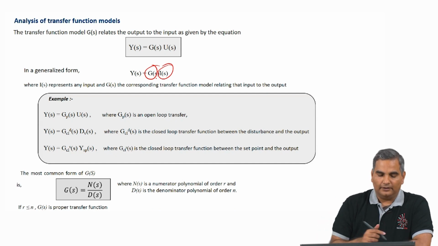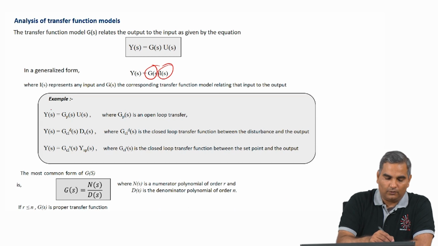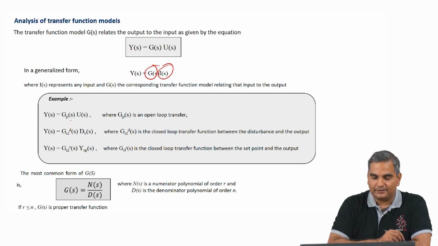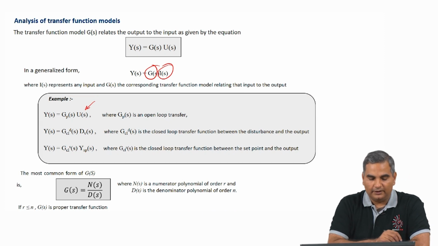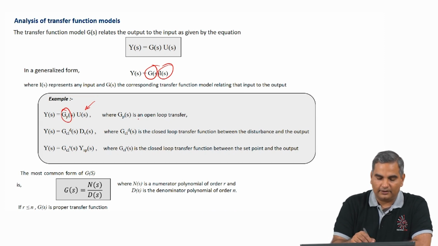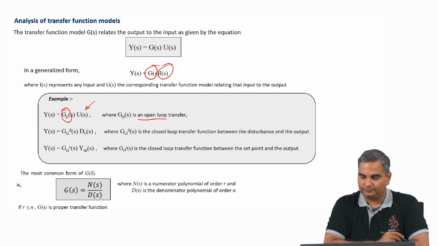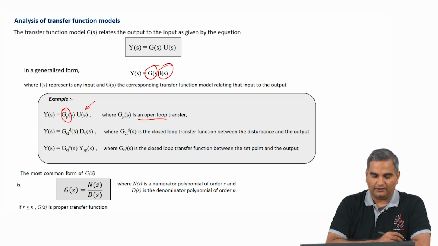these effects. So, if we write an equation like this where Y(s) is G_p(s)U(s), where we are trying to see the effect of the manipulated variable directly on the output, then this transfer function is typically called the open loop transfer function. Okay. So, this is the open loop transfer function.